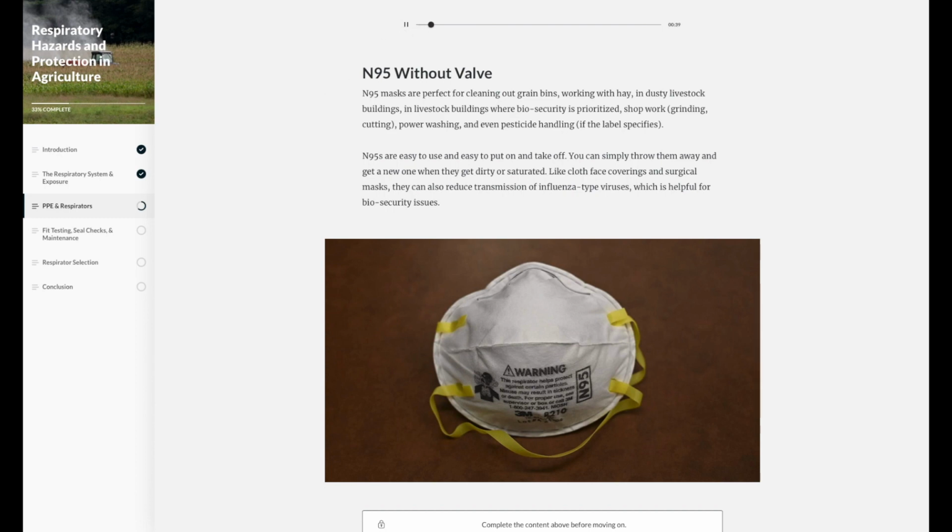N95 masks are perfect for cleaning out grain bins, working with hay, in dusty livestock buildings, in livestock buildings where biosecurity is prioritized, shop work, grinding, cutting, power washing, and even pesticide handling if the label specifies. N95s are easy to use and easy to put on and take off. You can simply throw them away and get a new one when they get dirty or saturated. Like cloth face coverings and surgical masks, they can also reduce transmission of influenza-type viruses, which is helpful for biosecurity issues.